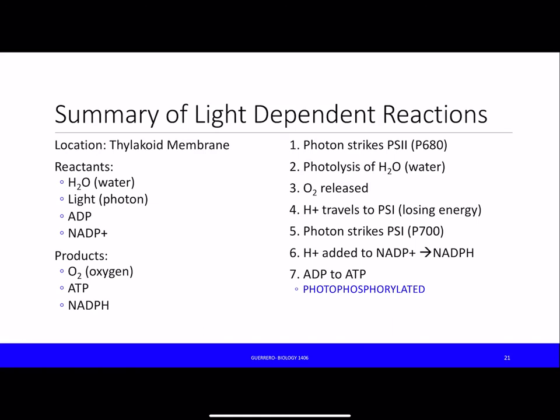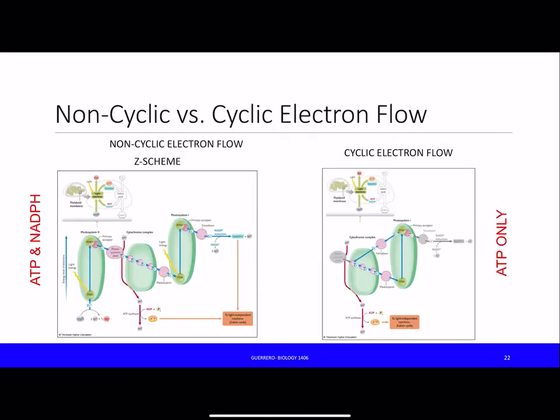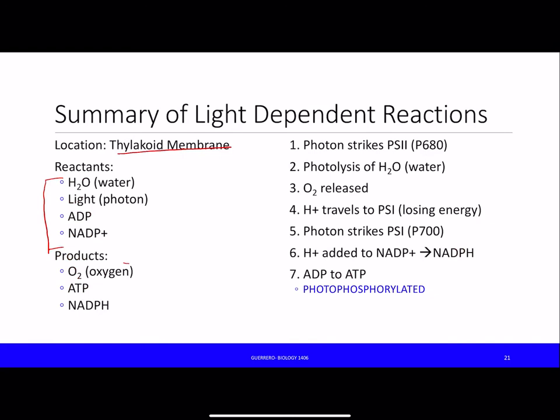Okay, so let's summarize real quick. So these are just the light-dependent reactions. Remember, they happen in the thylakoid membrane. We are going to need water, light, NADP, and ADP to start off with, because we're going to be making some stuff, so we need the raw materials. The results or the products are oxygen, ATP, and NADPH. The short version is energy is going to strike photosystem 2, which is your P680 peak.